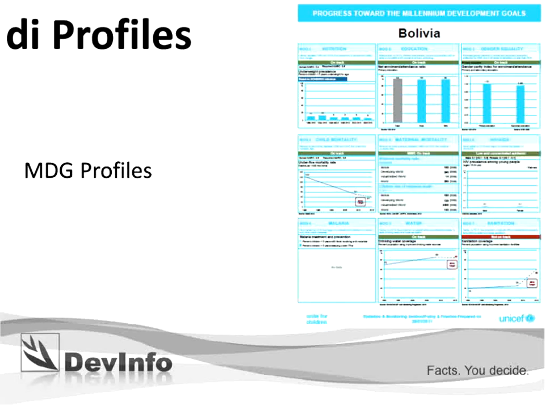MDG profiles. The MDG profiles display data on how countries are progressing in their efforts to achieve the Millennium Development Goals. As the 2015 target for achieving the MDGs is fast approaching, it becomes critical for all stakeholders to know how countries are performing with respect to each goal and where additional efforts are needed to achieve the desired targets. These profiles summarize the most recent data at the country level for 7 of the 8 goals, as well as data on selected child protection indicators.